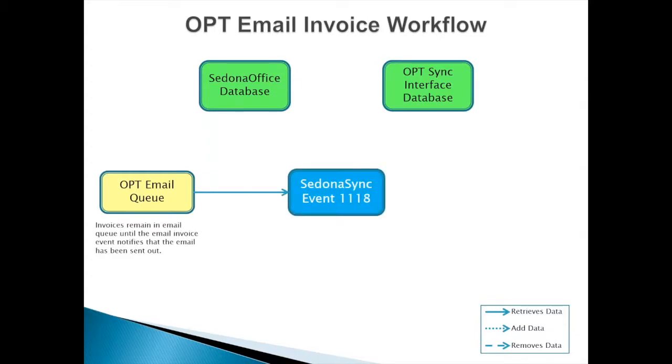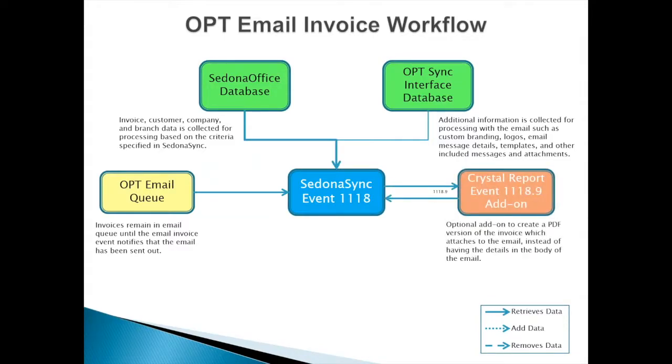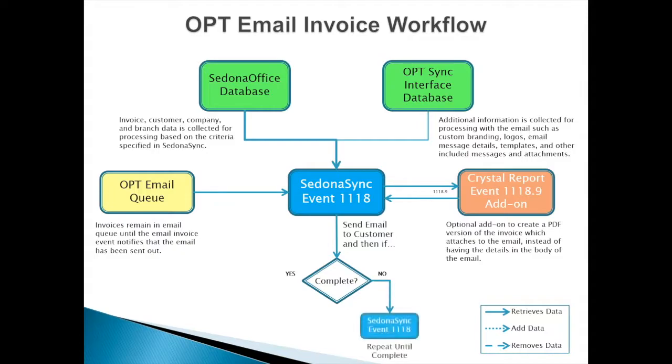The email queue is grabbing information from several different areas. We grab it from the SedonaOffice database, and we grab the styling, logo, and information from our interface database. We could then send this information to a Crystal report and generate that if we had that associated with the event, and then we send that all off to the customer. If that's all been completed, we stop, or if there need to be more notifications, we keep repeating the process until all the emails have gone out.